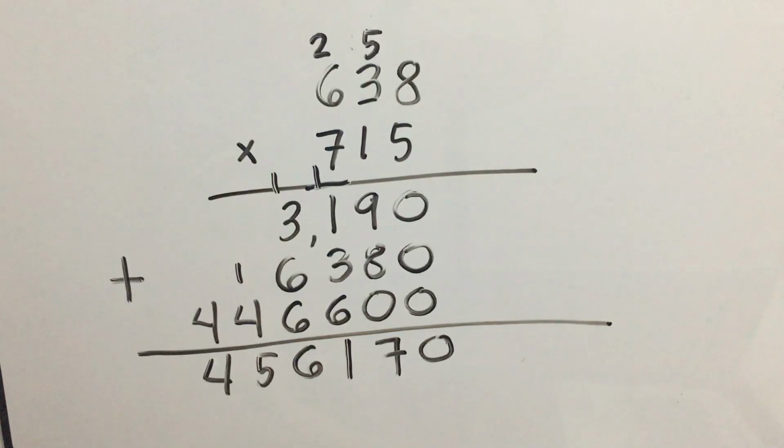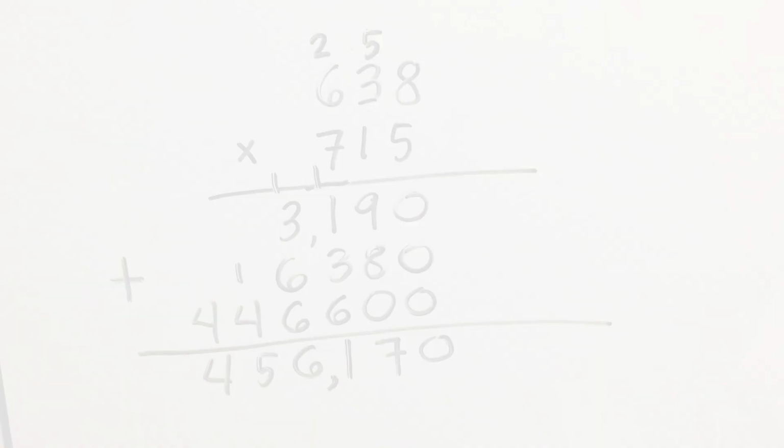What is the sum of 3,190, 6,380, and 446,600? Good job! The final answer is 456,170. Were you able to get all of that? Don't worry, kids. I am here to help you. This time I will share with you some tips and hacks in multiplying three-digit numbers.